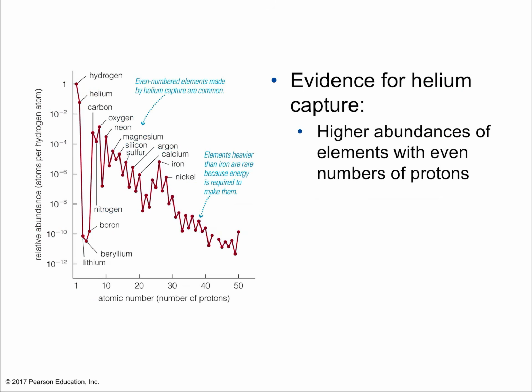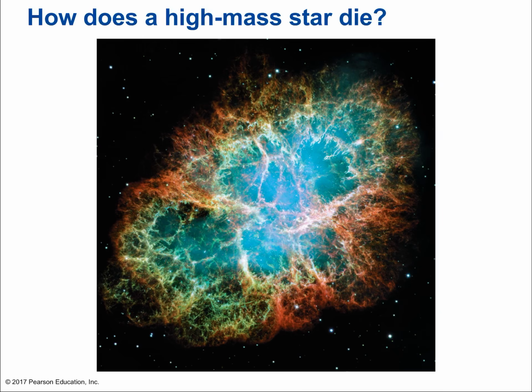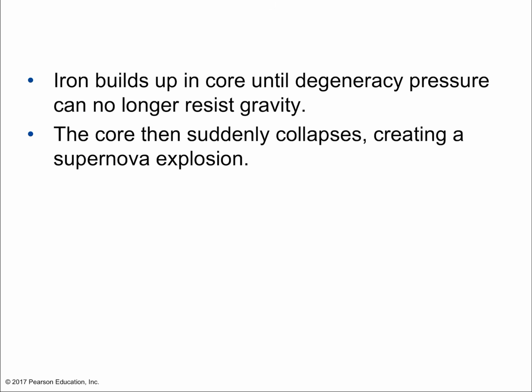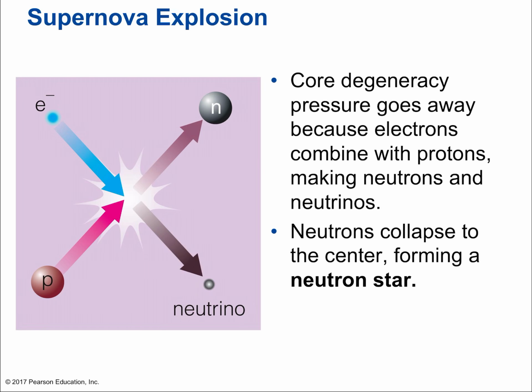So if you look at the actual common nature of elements in the universe, some are more common than others. All right, so how does the high mass star die? Well, iron builds up in the core until the degeneracy pressure, remember that was electron degeneracy pressure, can no longer resist gravity. The core then suddenly collapses, creating a supernova explosion. All right? So that's the idea, is that the collapse of the high mass stars is dramatic and explosive and releases a huge amount of energy, whereas the death of low mass stars is gradual and creates the planetary nebula. So big difference there. Okay?